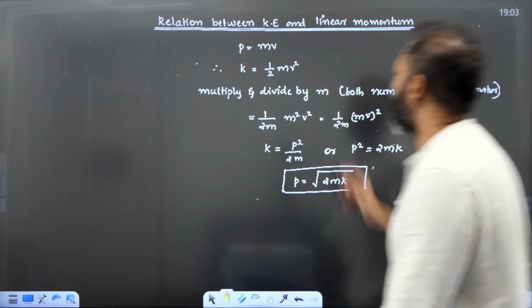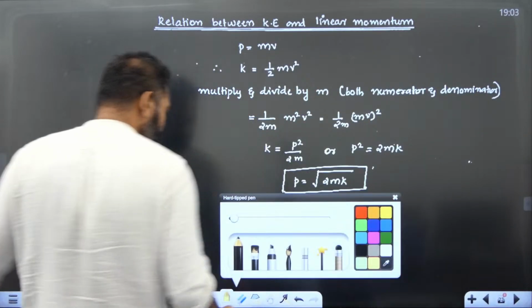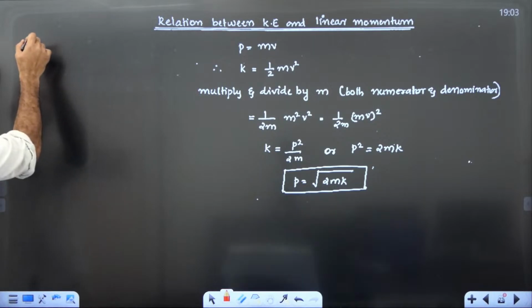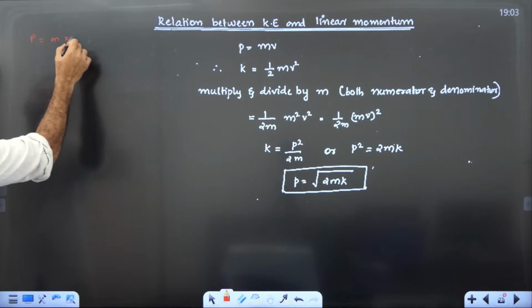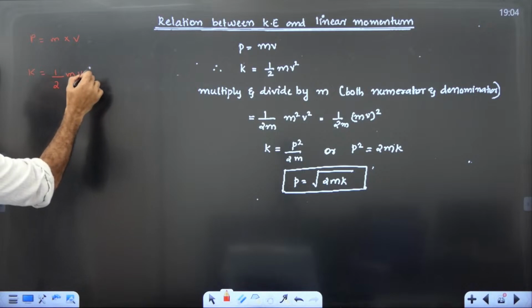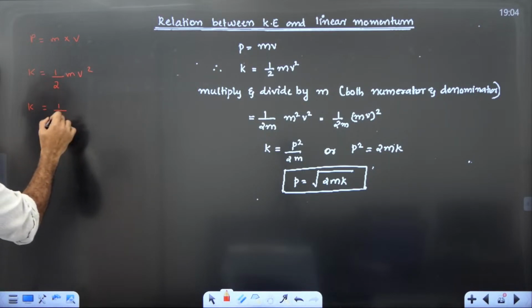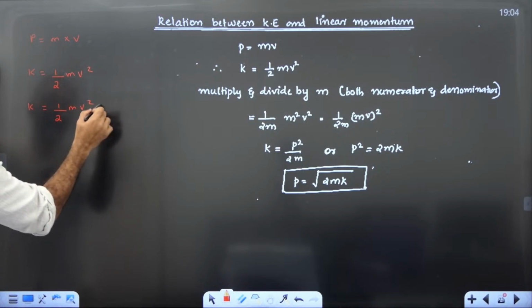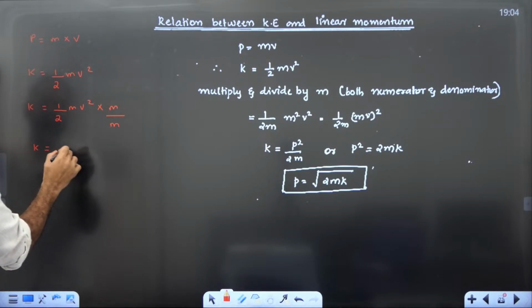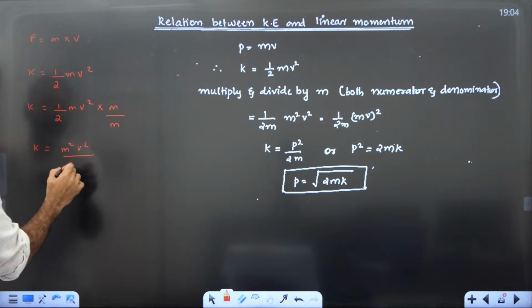Relation between kinetic energy and linear momentum. This relation is very, very important. I am doing it one more time. Momentum P equal to mass into velocity. Kinetic energy is equal to half mv square. I am multiplying the equation of kinetic energy by m by m. So kinetic energy becomes m square v square by 2m.